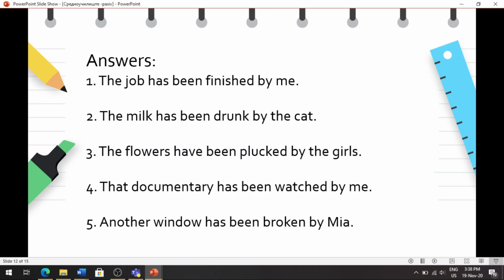Let's see the correct answers. The transformed sentences into passive voice are as follows. The job has been finished by me. The milk has been drunk by the cat. The flowers have been plucked by the girls. That documentary has been watched by me. And the last sentence: another window has been broken by Mia.